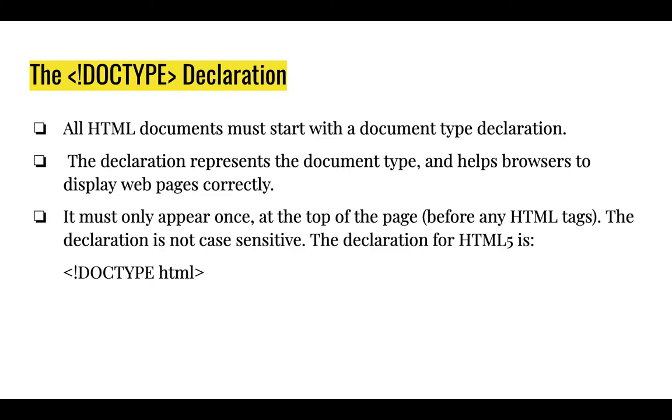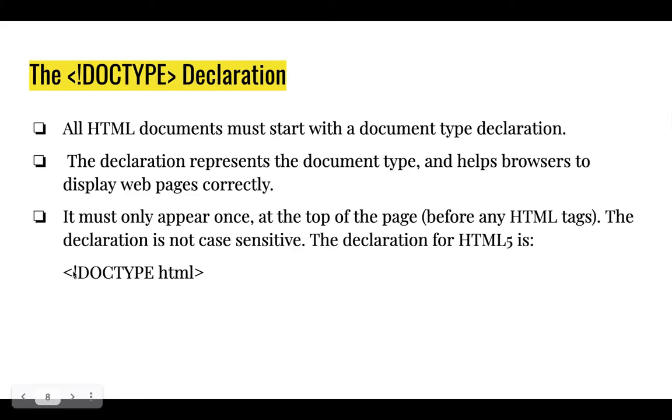All HTML documents must start with a document type declaration. The declaration represents the document type and helps browsers to display web pages correctly. It must only appear once and it must be at the top of the page before any HTML tags. The declaration is not case sensitive. The declaration for HTML5 is this.